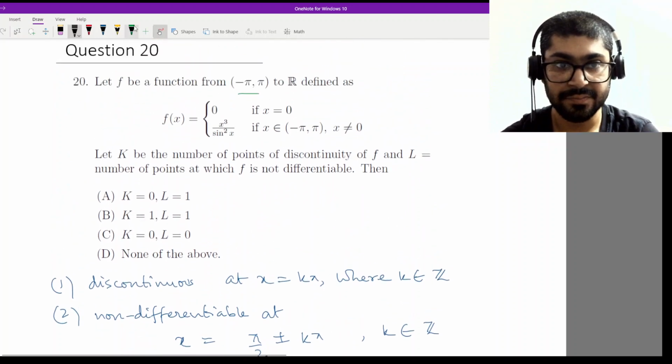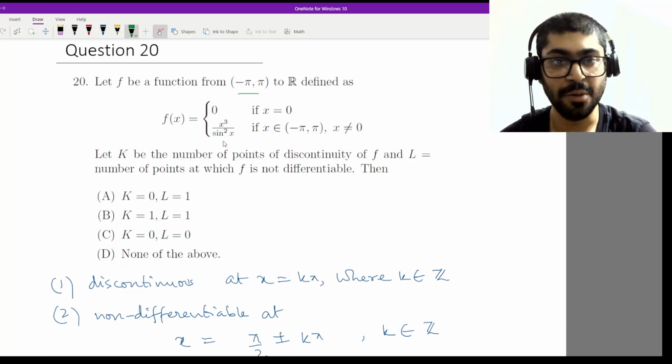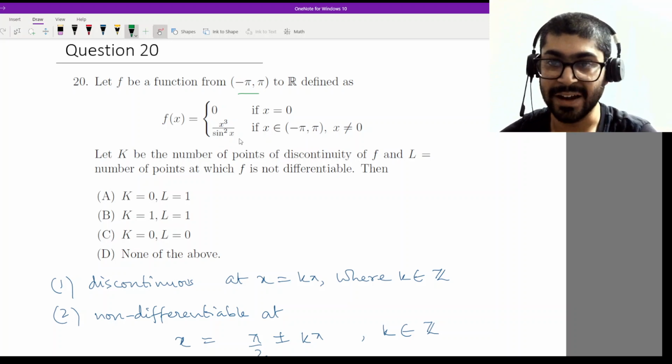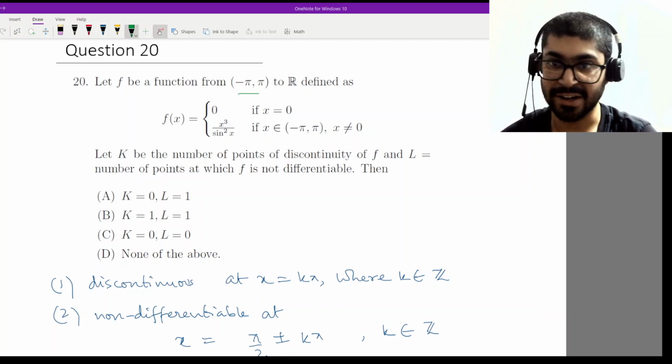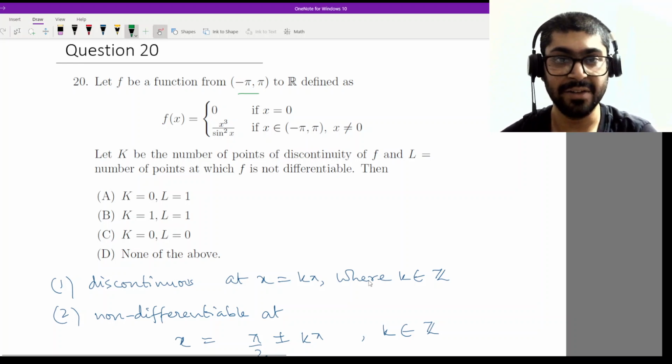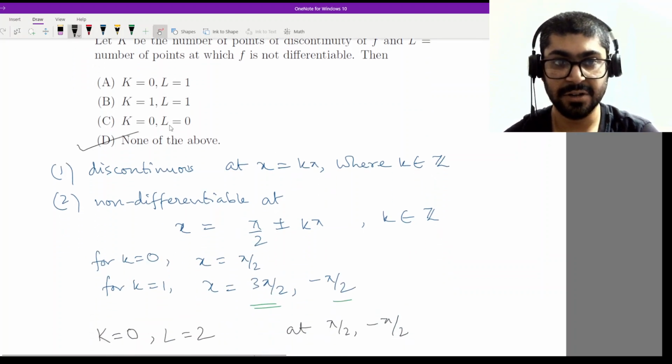Alright? I hope you could understand it, because as soon as I differentiate the denominator, I will be getting 2 sin x and then cos x, right? If that cos x becomes 0, then the entire denominator will become 0. Okay? So I have to take care of the zeros of cos x as well, because those are the critical points for sin x and there the graph is turning. Okay? So k is 0 and L is 2, which is the option that we have here. None of them, right? Because L will be 2 points of non-differentiability, so I'll mark option D.